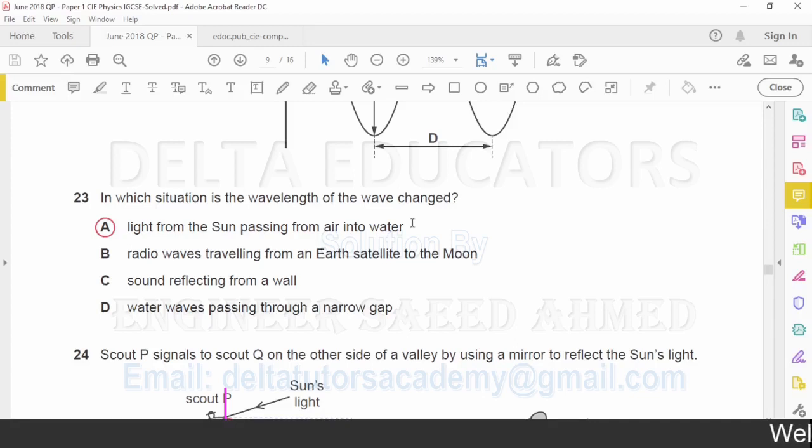Option C, sound reflecting from a wall. When a sound wave reflects from the wall, the medium is not changed. Medium remains the same, so wavelength will remain the same. Option C is also incorrect. Option D, water waves passing through a narrow gap. When water waves pass through a narrow gap, the medium is not changed. This phenomenon is called diffraction, and in diffraction wavelength is not changed. Wavelength remains the same. So option D is also incorrect. Correct option is option A.